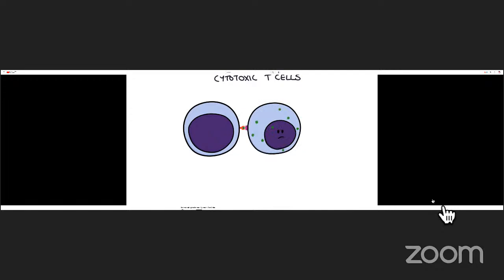The second is they can activate the FasL molecule. The FasL molecule is like a self-destruct switch that, once it's activated, causes the cell to undergo apoptosis.